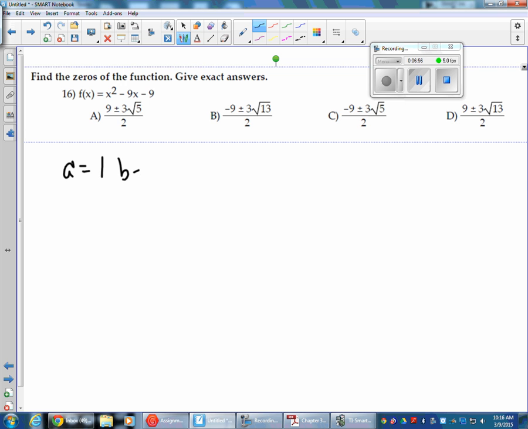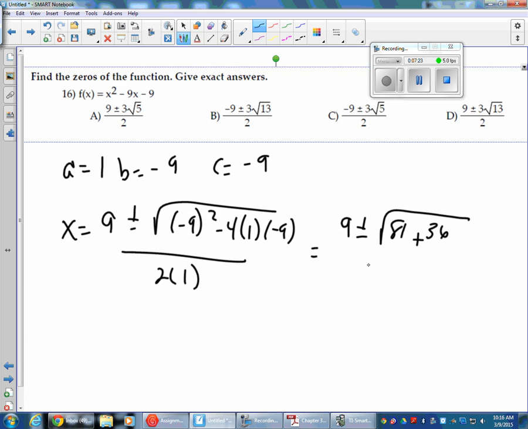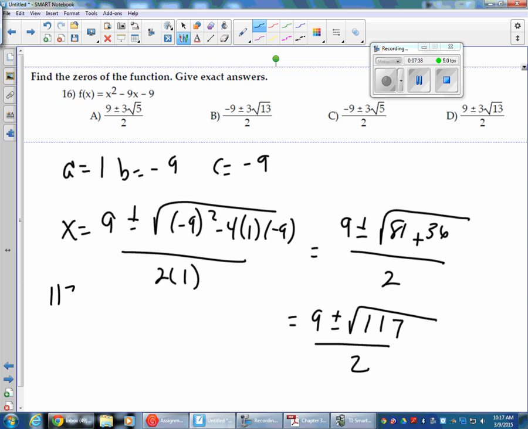A is 1, B is negative 9, C is negative 9. So x is equal to negative b, so since b is negative 9, that'd be 9, plus or minus the square root of b squared minus 4ac, all over 2a. So I get 9 plus or minus, it'd be 81 plus 4 times 1 times 9 is 36, and it's plus because it's a minus times a minus, over 2, which is 9 plus or minus the square root of 117 over 2. Now I've got to figure out how 117 factors.